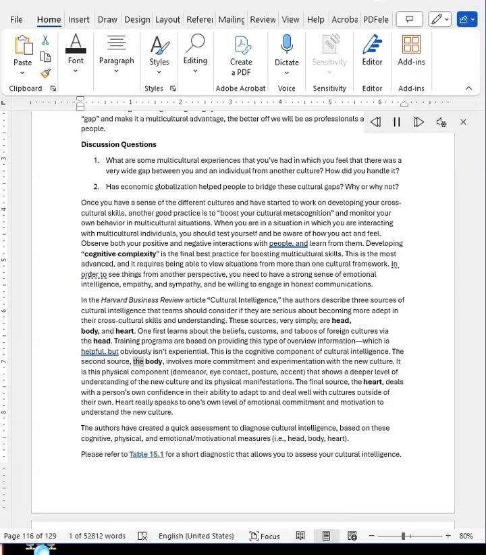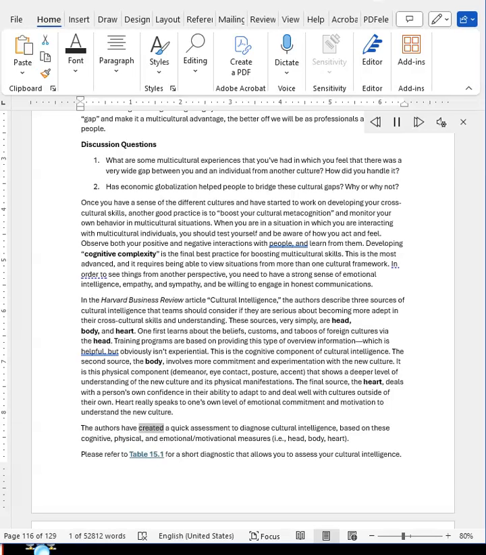The second source, the body, involves more commitment and experimentation with the new culture. It is this physical component, demeanor, eye contact, posture, accent, that shows a deeper level of understanding of the new culture and its physical manifestations. The final source, the heart, deals with the person's own confidence in their ability to adapt to and deal well with cultures outside of their own. Heart really speaks to one's own level of emotional commitment and motivation to understand the new culture.